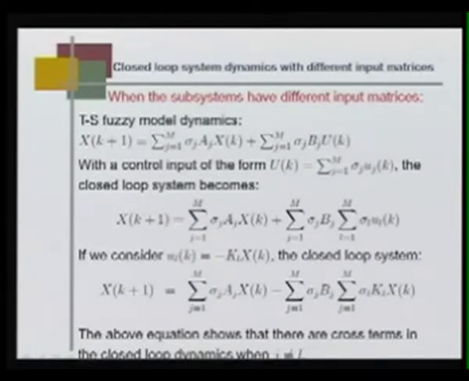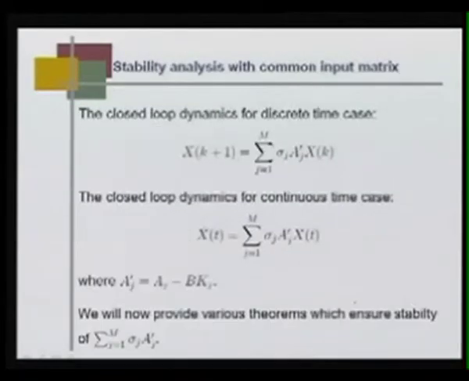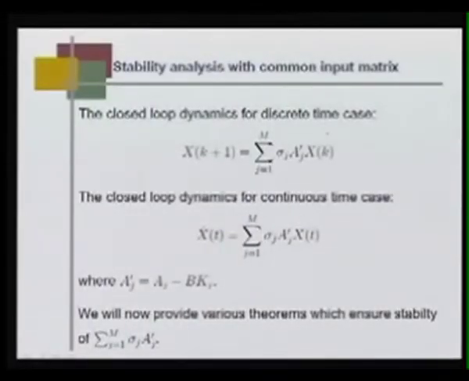All right. And because of these cross terms that are coming here, because if it had been B, it is simple, but it is B_j. So, this makes our life a little tough. So, now we will go to the actual stability analysis. So, stability analysis, with the common input matrix that we have now simplified.